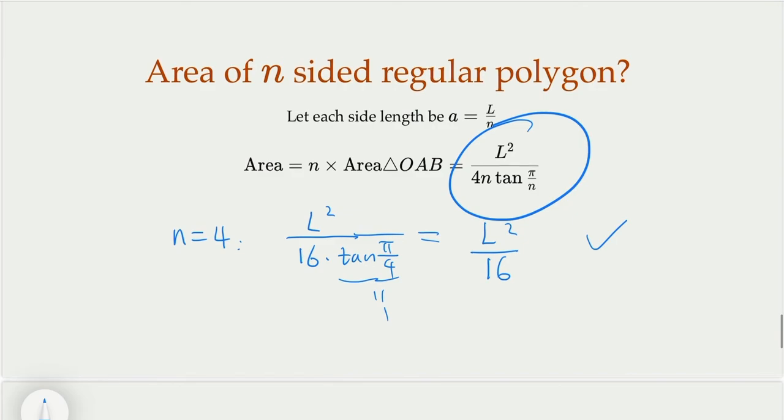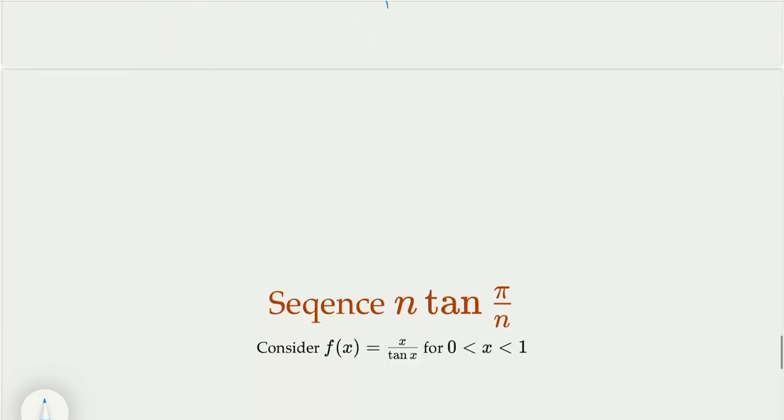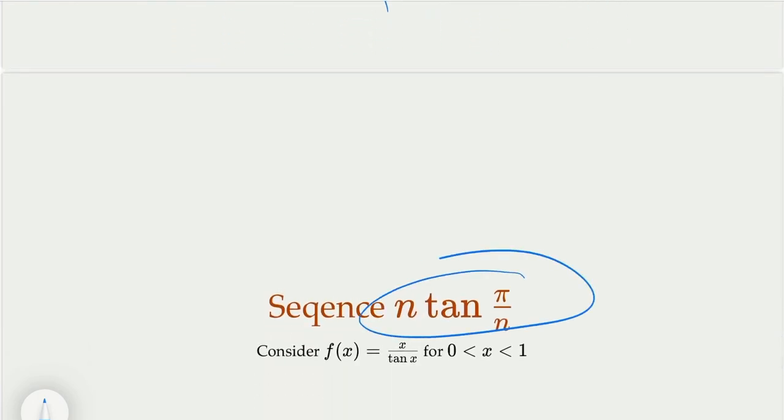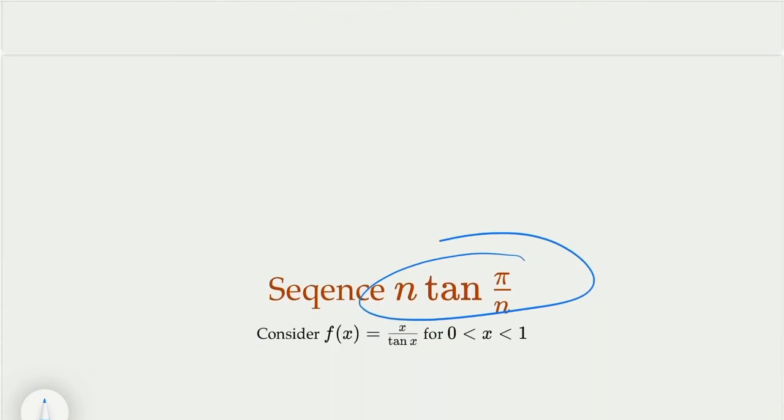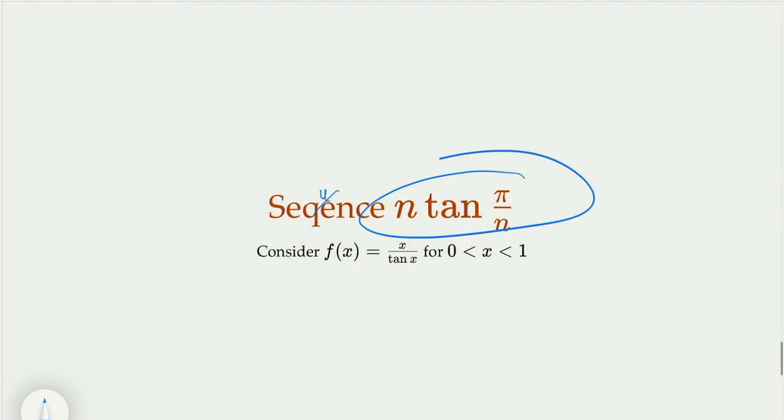So look, we got this for different n. Let's look at this sequence, this particular quantity, because it's in the denominator here. In order to find out the trend of this sequence, I have a typo here. All right. So for this function, let's take a derivative of f of x. Let's rewrite f of x equals x over tangent x.